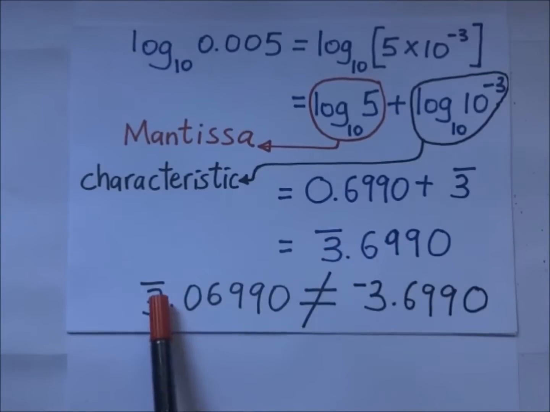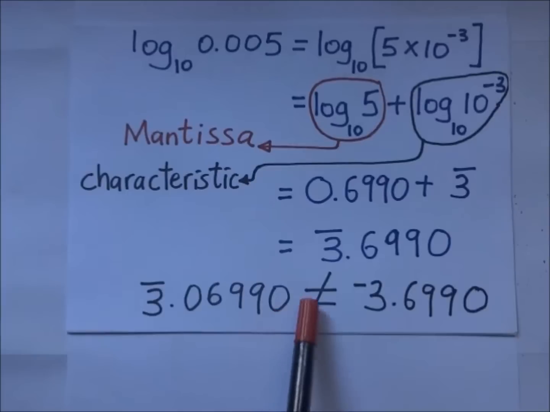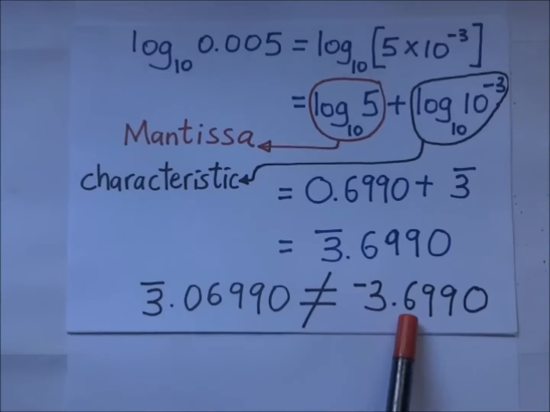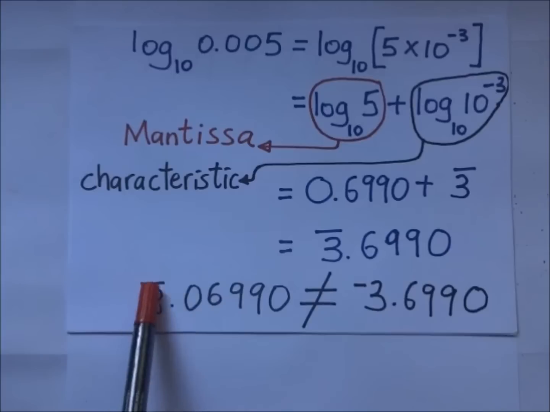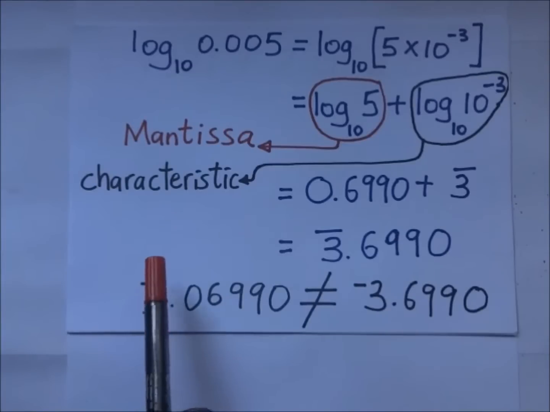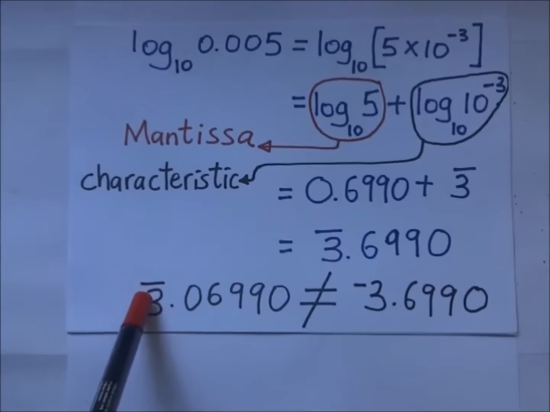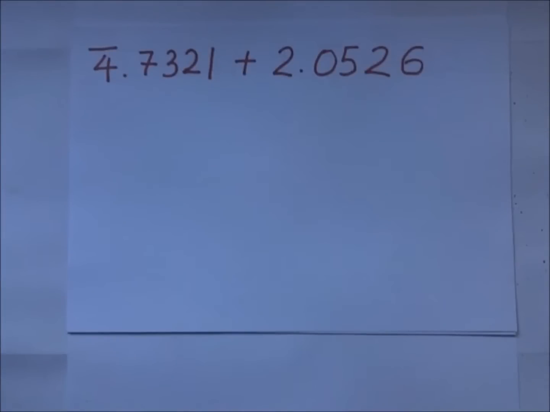So 3 bar 0.6990 is not the same as negative 3.6990. These are different. This negative sign means that it affects the whole number. But when we put the negative on top of the 3, which I'll call 3 bar, it means that the negative only affects that number 3. We'll use more illustrations to make this clearer. Let's look at this example.